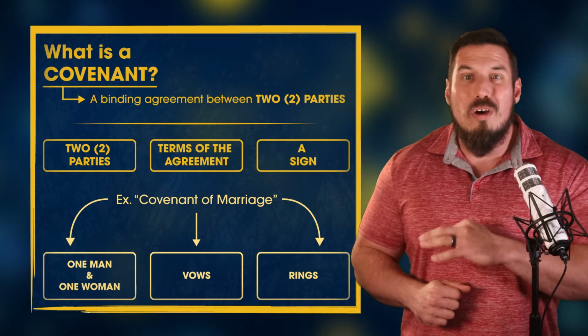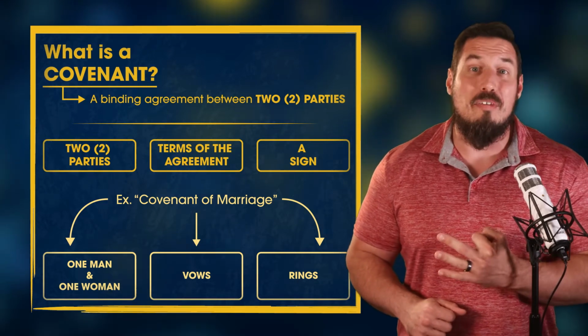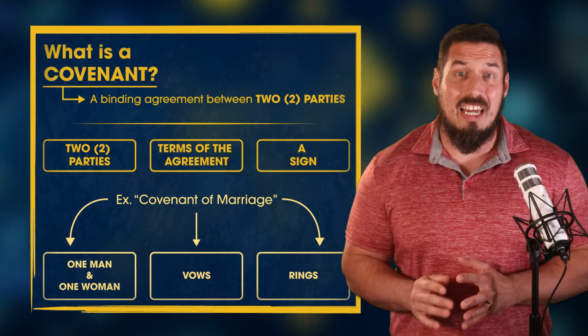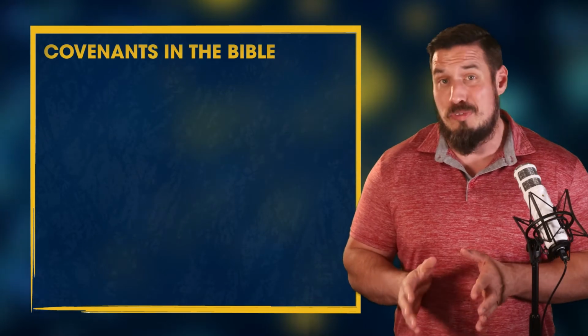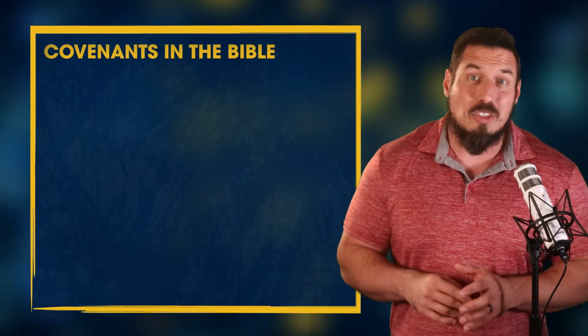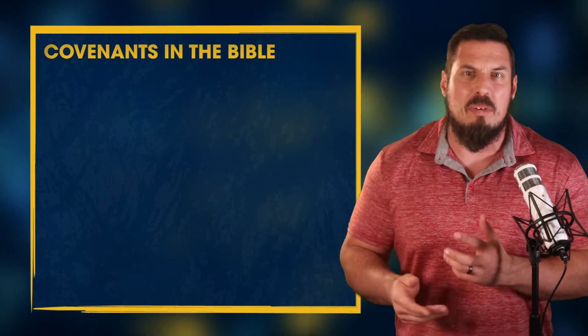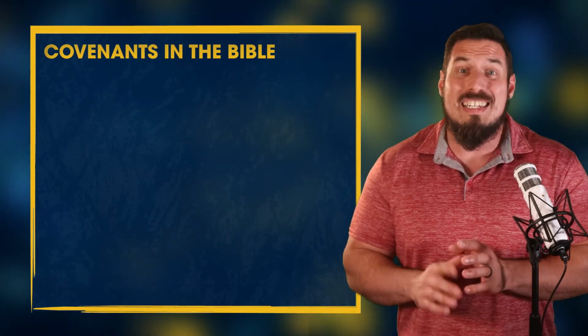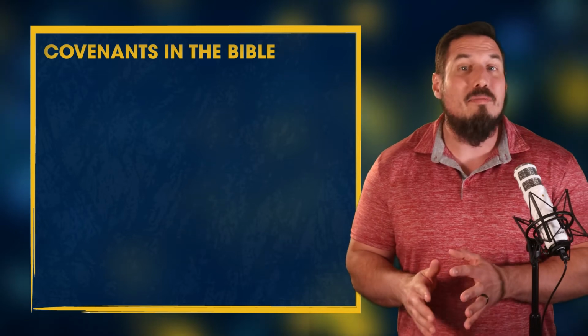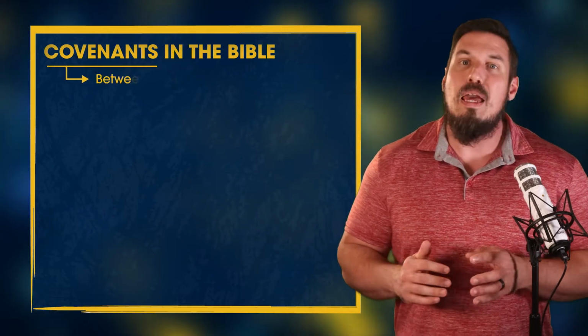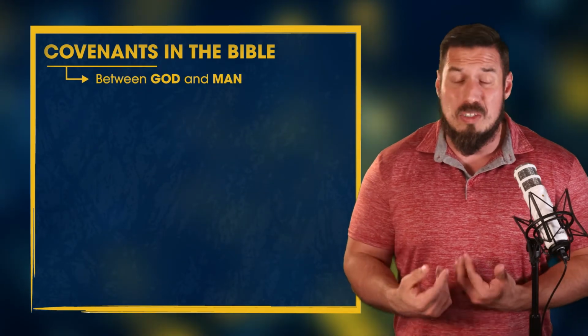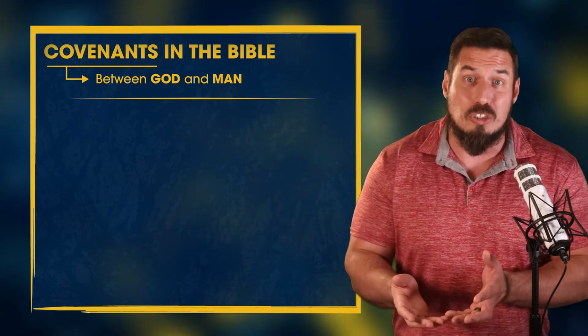And three, what is the outward sign of that covenant? Speaking of covenants in the text, there are a whole bunch of covenants in the text. Some of those covenants are between people and other people, like David and Jonathan make a covenant between them. Sometimes they're between nations and other nations, and sometimes they're between God and man. And those are the ones that we and most people tend to focus on.